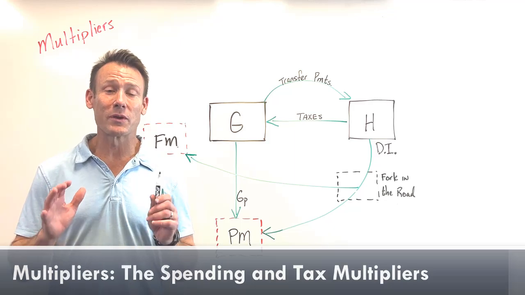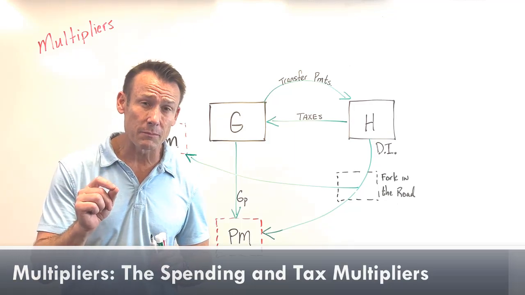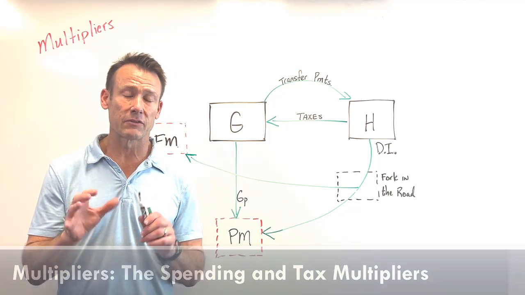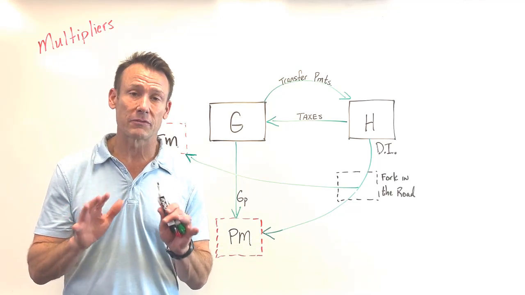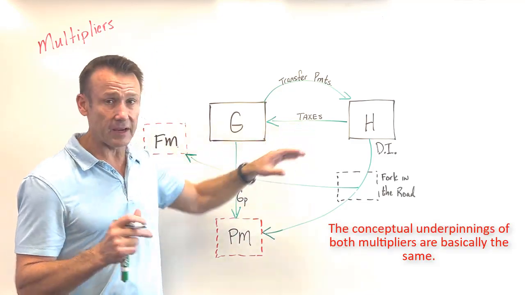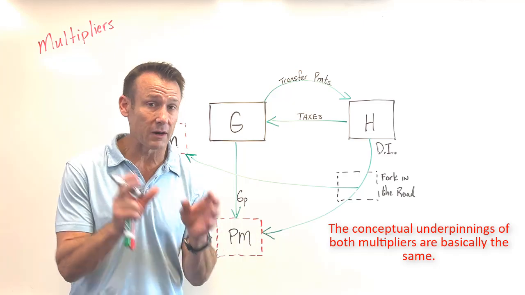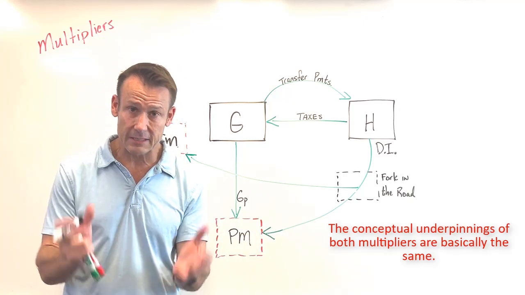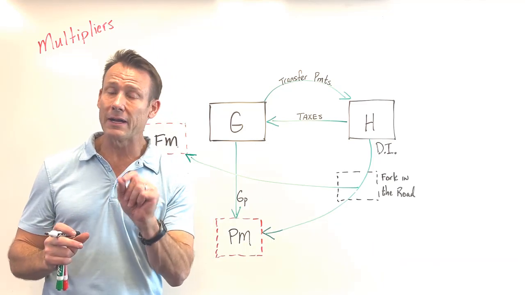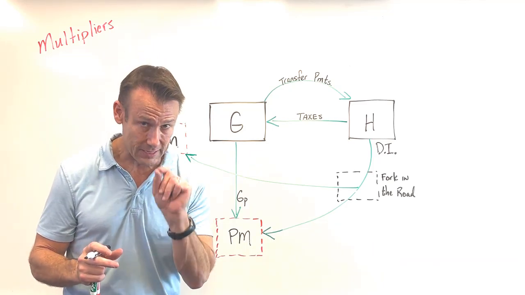Hey everybody, in this video we are talking about multipliers, specifically the spending multiplier and the tax multiplier. Now, right from the beginning, I want you to understand, guys, here at Econ Busters, we are not big fans of the tax multiplier. We think you can handle changes in taxes with the spending multiplier very easily in a conceptual way, and you don't need to fill your head with another formula. But in this video, we are going to cover the tax multiplier.